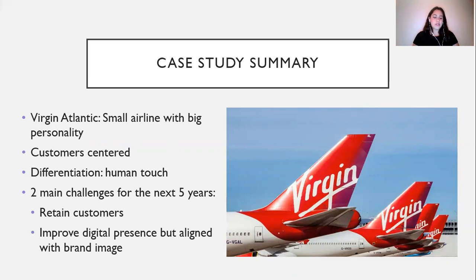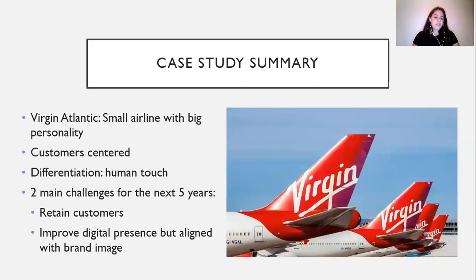So first, starting with the case study summary, basically the case study reflects the struggle of competing in the airline industry and the willingness to stand out from this company that is Virgin Atlantic. Virgin Atlantic is a small airline with a big personality, is number 2 in the UK, however, is very small compared to the other companies, for example, Delta or American Airlines as US competitors.